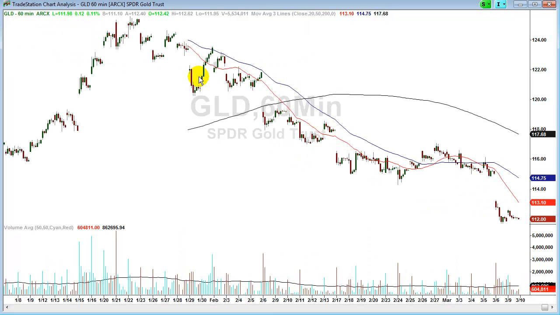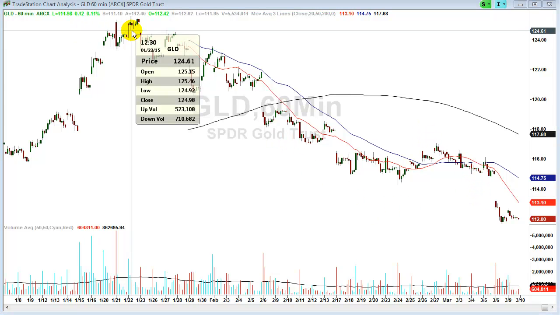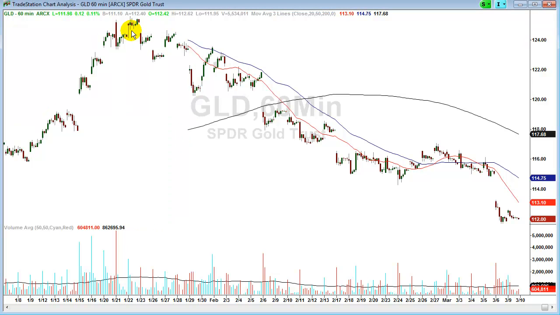And here we see these up moves early in the day, and then it sells off. We see an up move, it sells off. We see an up move, it sells off. And we've seen this stair-step pattern play out ever since the 22nd, for the most part, of January. And we basically stair-step lower.